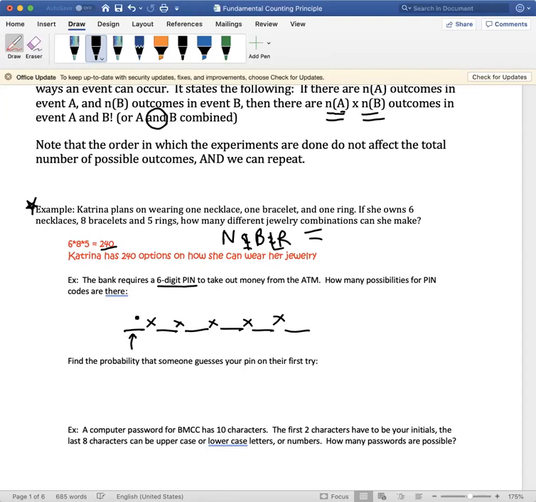Now let's talk about how many possible outcomes there are for that first digit. Well, we can put the digits 0, 1, 2, 3, 4, 5, 6, 7, 8, or 9 in there. So 10 possibilities for that first digit. Second digit, same thing, 10 possibilities. Third digit, same thing, 10 possibilities. We could put 0 through 9. Same thing for the fourth one, the fifth one, and the 6th one.